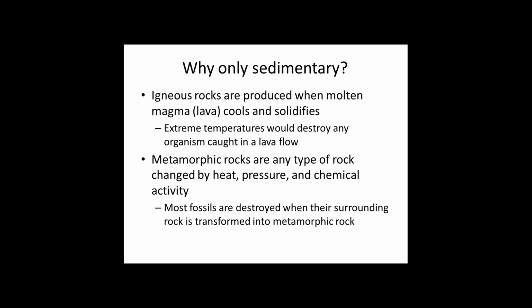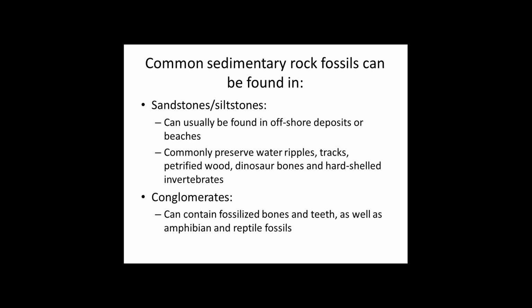So yeah, those are the two different types, and these are just really not ideal conditions for discovering fossils, so scientists or paleontologists typically direct their search to areas where there's lots of sedimentary rock. So here are some common sedimentary rocks that fossils can be found in. The first type that we'll look at would be sandstones or siltstones.